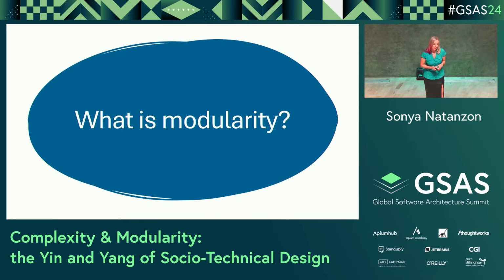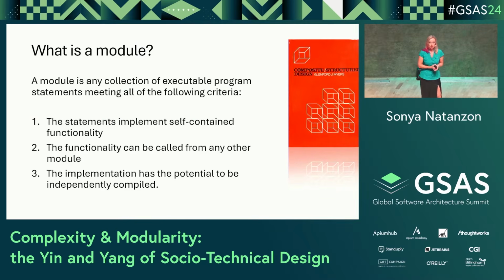And for that, we're going to go in a Wayback Machine to the time when the concept of modularity was first introduced in software engineering, the 1970s. This is an excerpt from a book from the 1970s that I recommend, which defines a module as an executable set of program statements, which is an old-timey way of saying a piece of code that meets the following three criteria. First, it needs to implement a functionality.